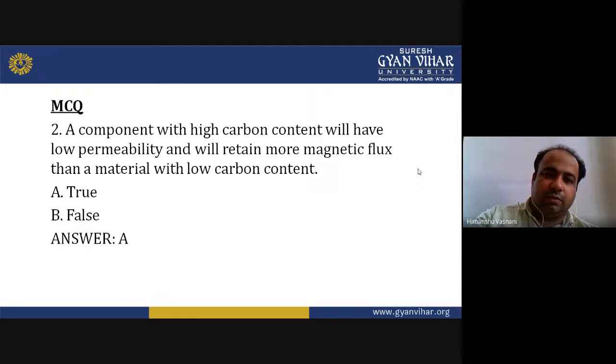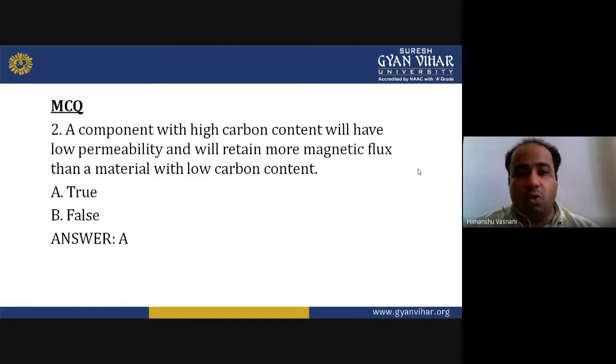Now, a component with high carbon content will have low permeability and will retain more magnetic flux than a material with low carbon content. Is it true or false? What do you say? It is true. A component with higher carbon content will have low permeability and will retain more magnetic flux than a material with low carbon content.